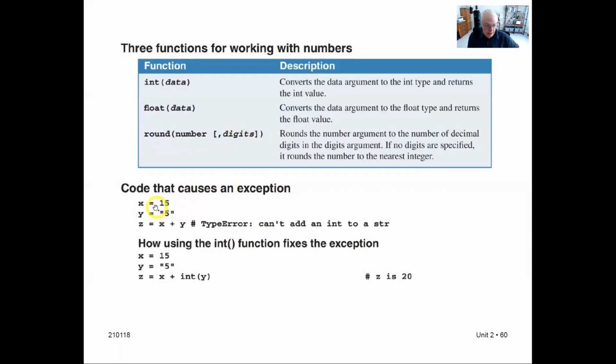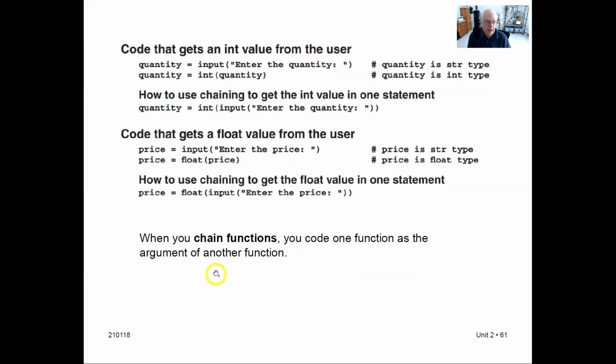So here's an example where we're going to have a problem. X is a number and Y is a string, and we try to add them together, and you can't do that. So to fix this, we have the same exact initialization of those variables, but here we're changing Y to an integer with that function so that Z will be a number, X is a number, and now Y is a number. It all will work. We've got to stay in our data type.